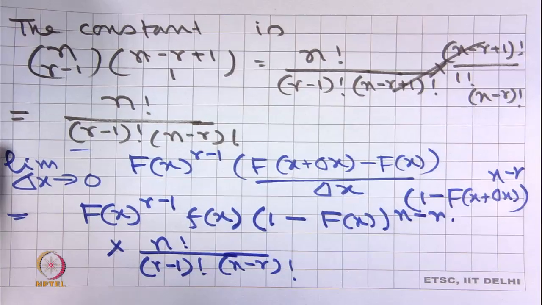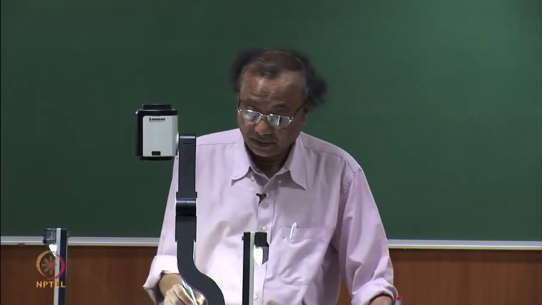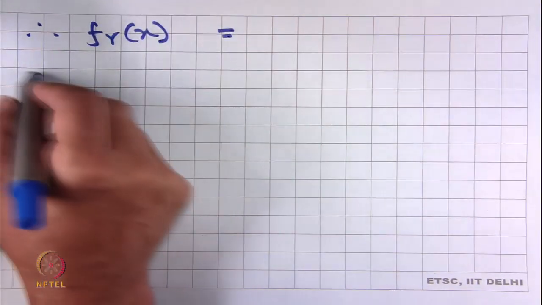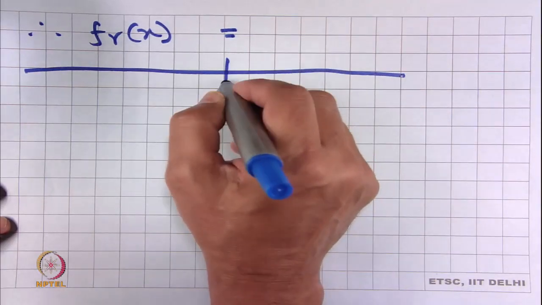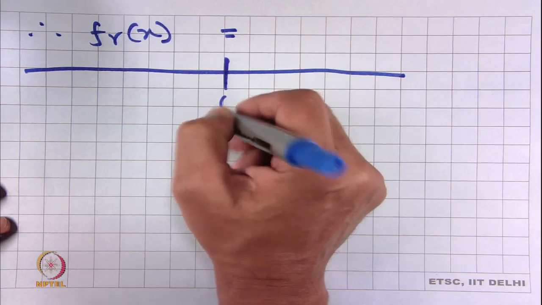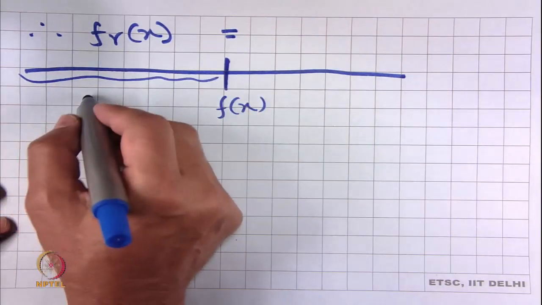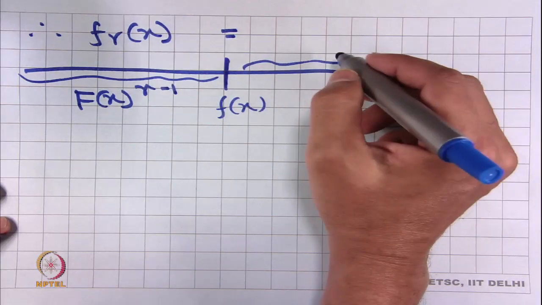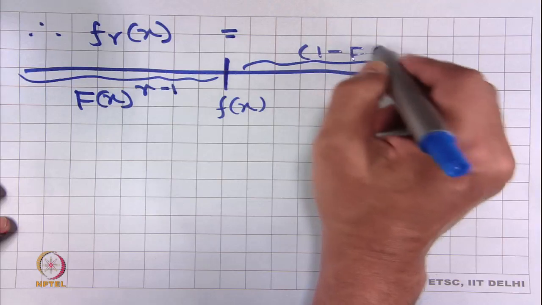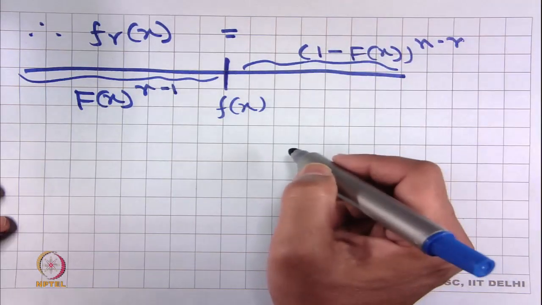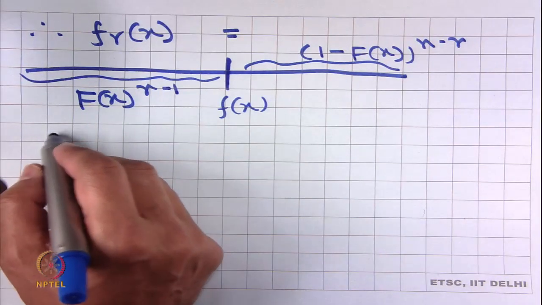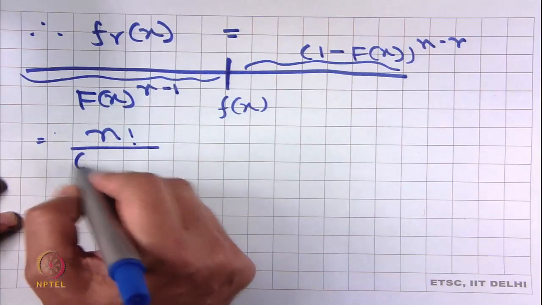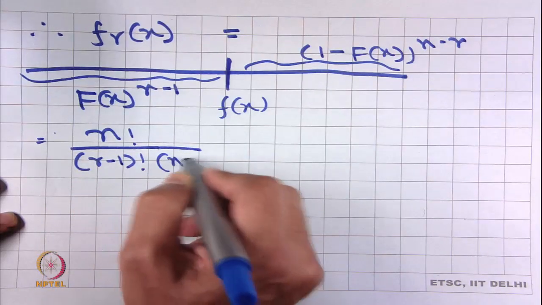Therefore, how do you remember this? It is very simple. f_r(x) is equal to, if this is x, we are putting 1 here with f(x). In this part there are r minus 1, that is giving me F(x) to the power r minus 1. In this part there are n minus r, so that is giving me (1 minus F(x)) whole to the power n minus r, and the whole thing will be multiplied by the constant, which is n factorial upon (r minus 1) factorial into (n minus r) factorial.